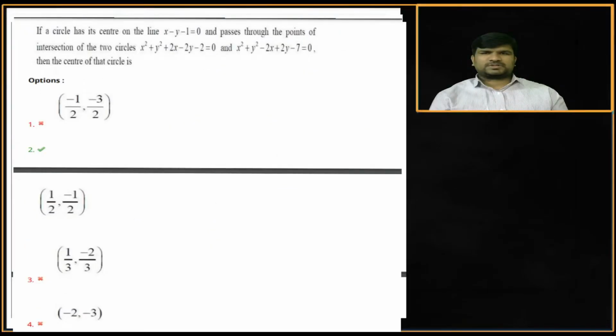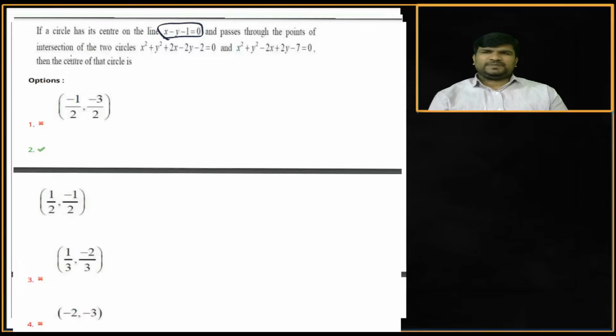Now the next question is, if a circle has its center on the line x minus y minus 1 equals 0 and passes through the point of intersection of two circles, then the center of that circle is. So here two circles are given. We have to find the center of a circle whose center lies on this line, passing through the point of intersection of two circles.